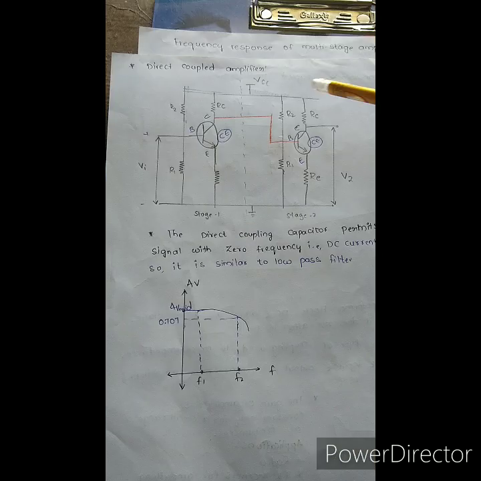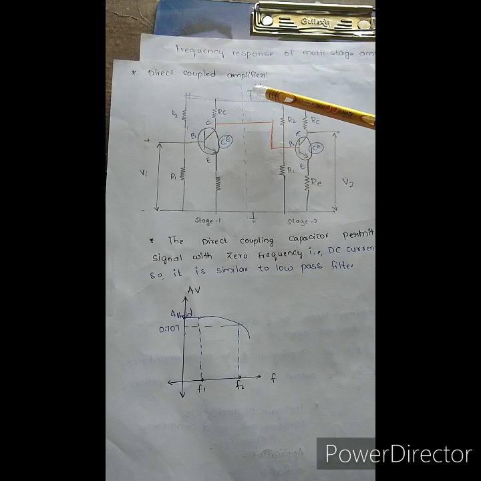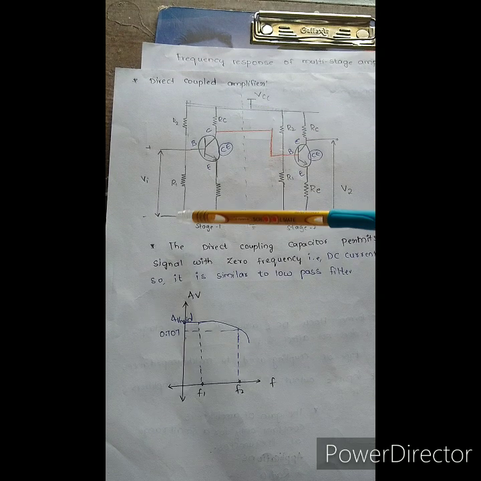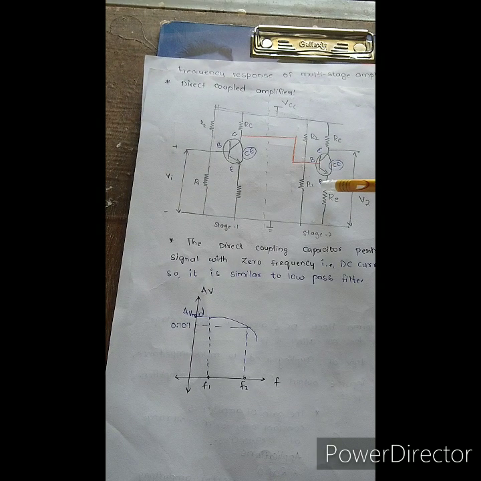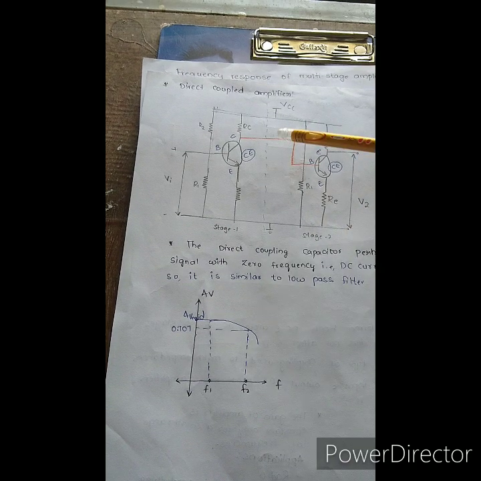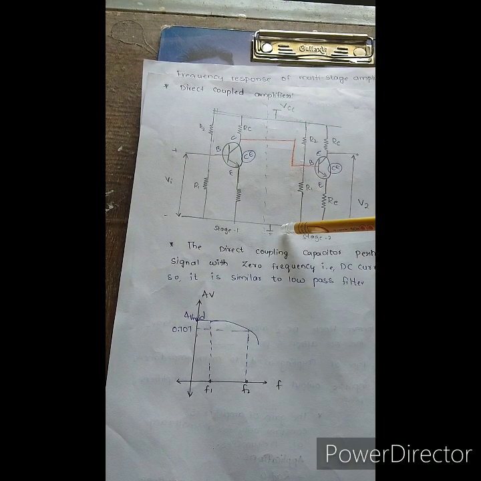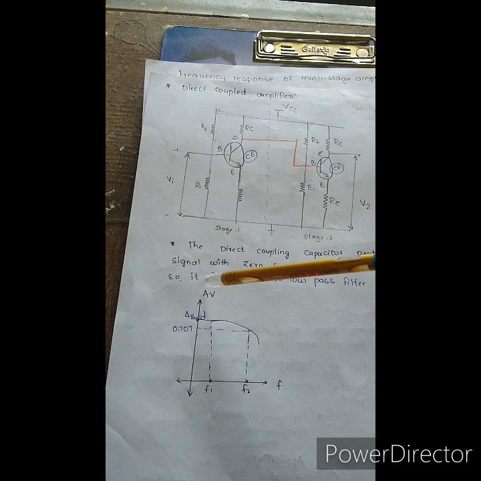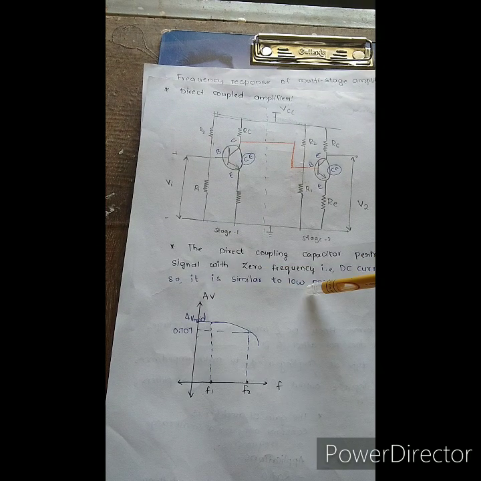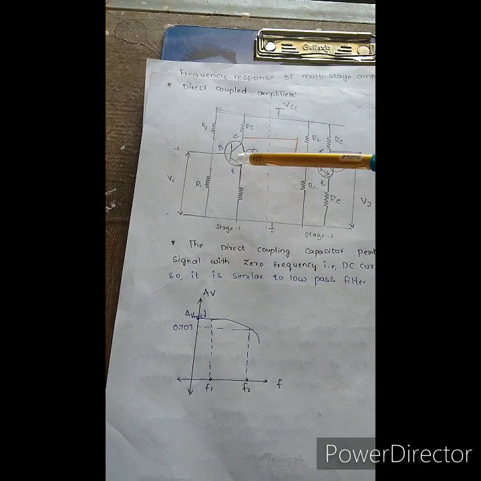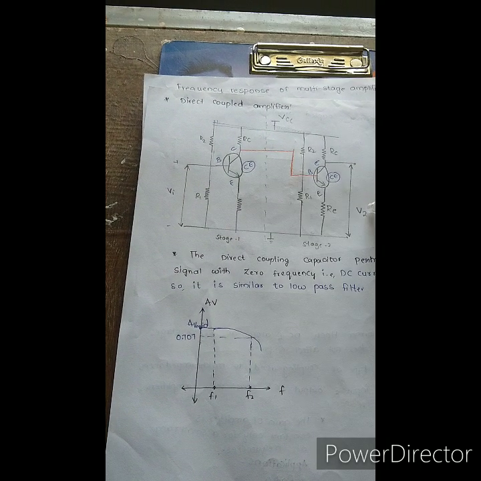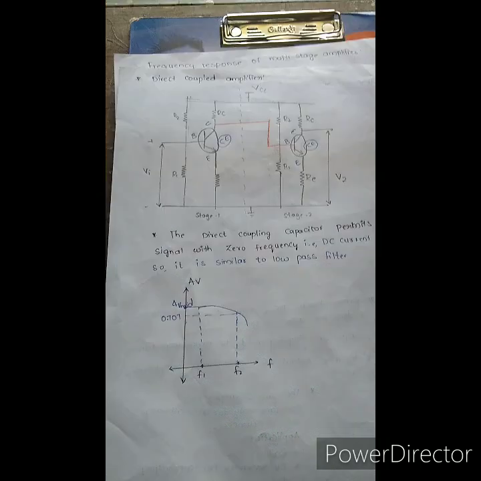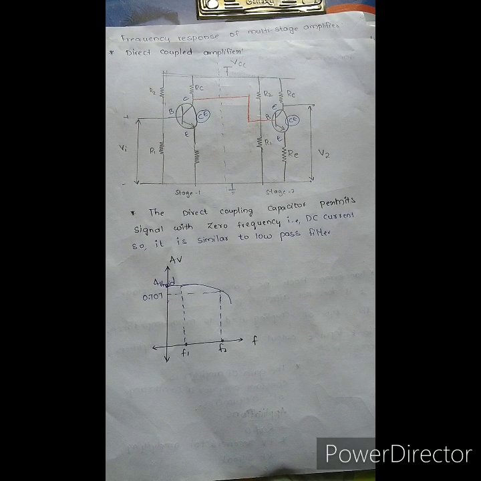Next topic is direct coupled amplifier, friends. In this, a CE amplifier is connected directly to another CE amplifier, so it is called a direct coupled amplifier. There is no coupling device, friends. Stage 1 is directly connected to the next stage, so the DC current of the first stage will flow directly to the second stage as input, friends.